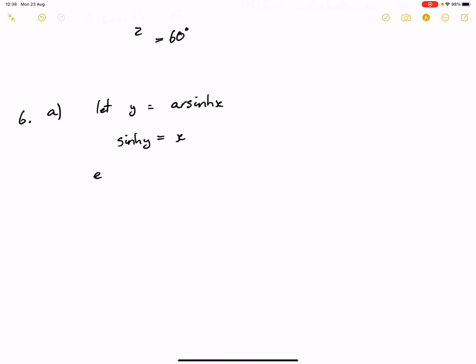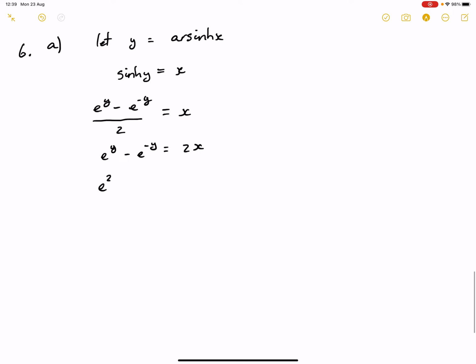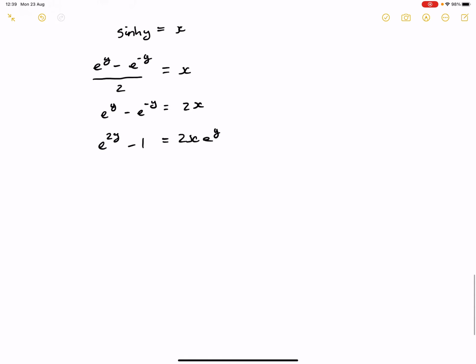Therefore, e to the y minus e to the minus y, the exponential form over 2 of sin y, is equal to x. So e to the y minus e to the minus y is equal to 2x. I'm going to multiply both sides by e to the y. That's going to give me e to the 2y minus 1. So I've got rid of the e to the minus y now, and now I'm appearing to get a quadratic, which is really what I want to solve, because I actually know how to solve quadratics. e to the 2y minus 2x times e to the y minus 1 equals 0.